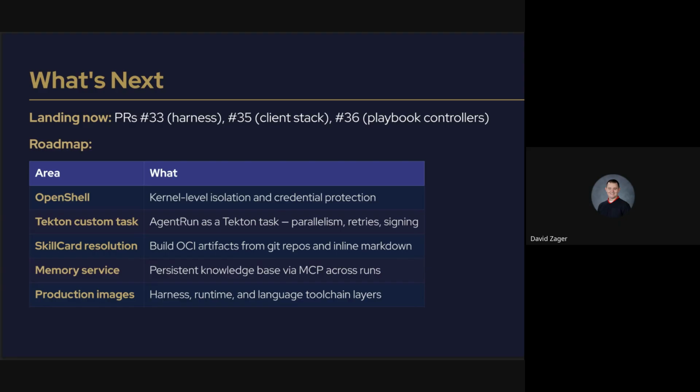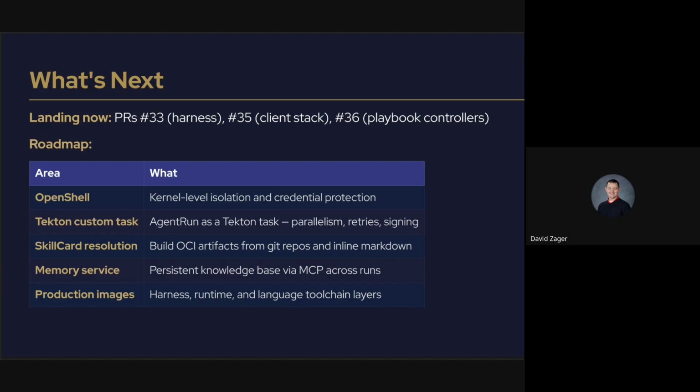Areas in the roadmap in the short term are moving to OpenShell so we can pursue those integrations. Tekton custom tasks, this is kind of idealistic, making it so you could run in, say, a Tekton pipeline, a CI pipeline, you could actually execute an agent to do sort of a CodeRabbit-type review. Expanding on the scorecard resolution to do Git repos and inline markdown and convert them into an OCI artifact that could be used in the skill.